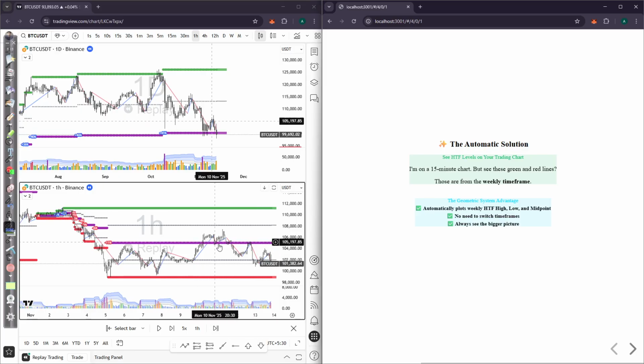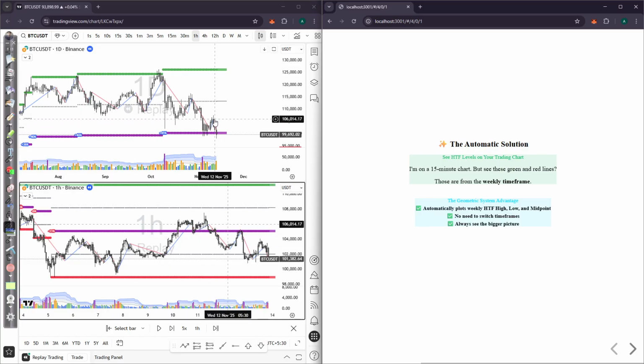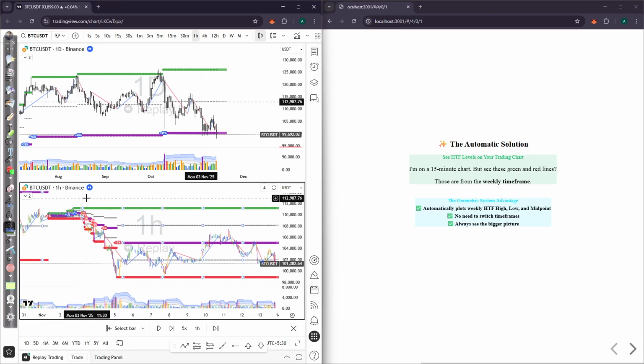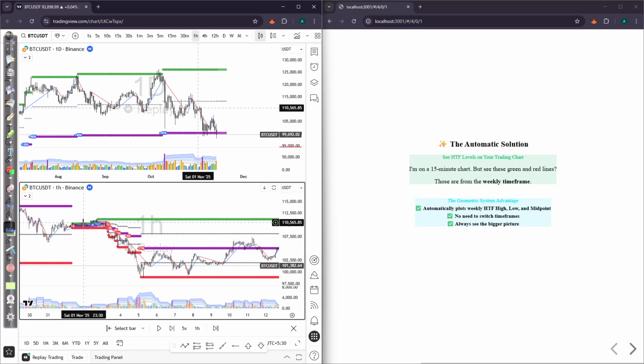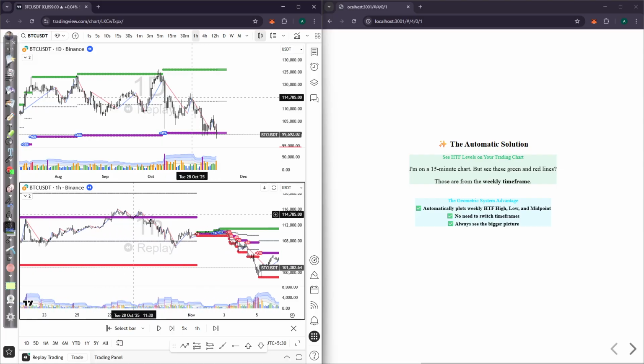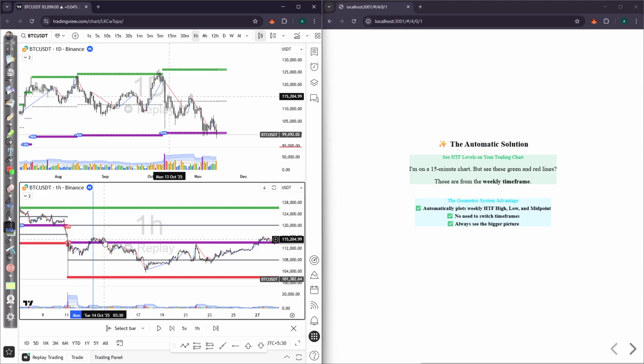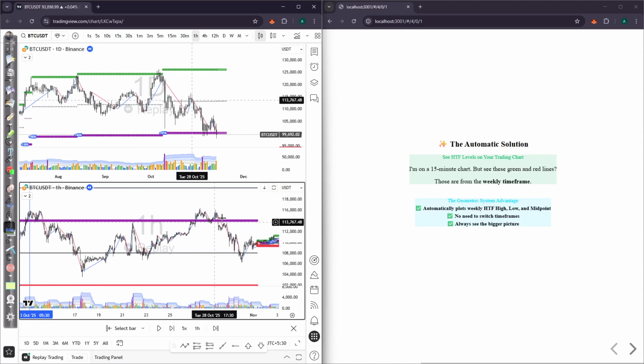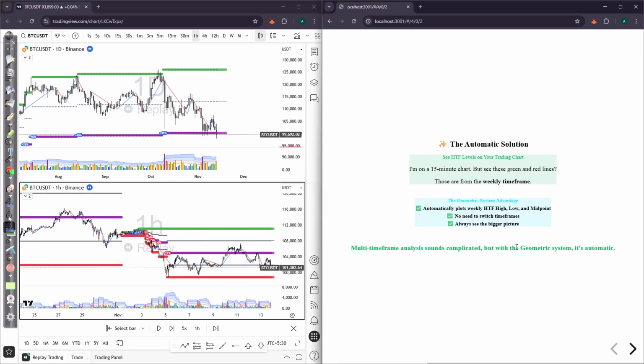So, for instance, if I see this level, you see this is the level here, and from the daily context, this is your selling point basically. Okay, if you see this one, check this out. Here, okay, I think it was around here. You see the midpoint as it was coming down already. This is your selling point, right? So yeah. So after this, it might sound like multi-time frame analysis is complicated, but with geometric trading system structure, it's automatic.